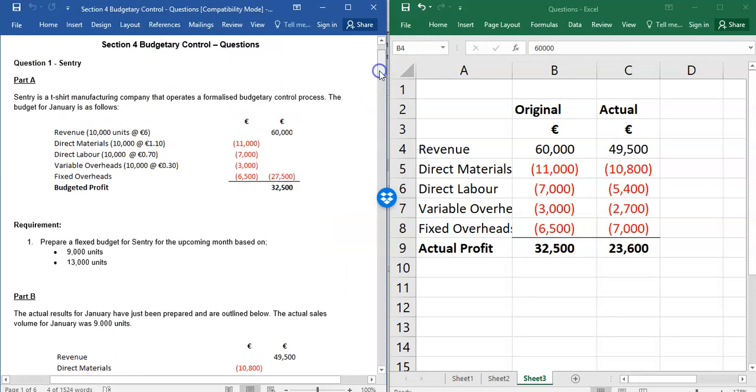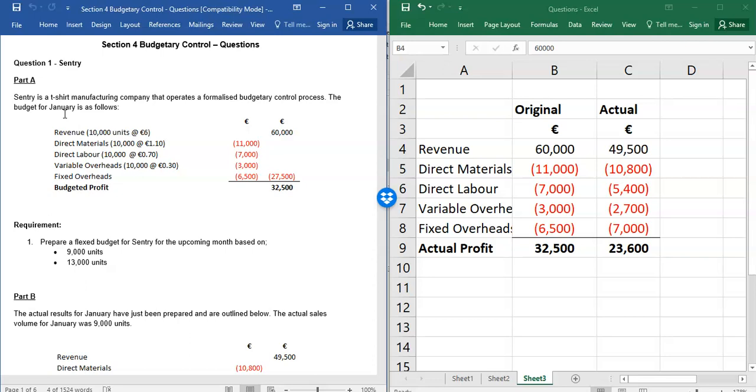The first concept we're looking at here is the idea of a flex budget. And this is where you, as the name suggests, you flex your budget depending on where your actual level of output occurs. So we can see here, this Sentry, a t-shirt manufacturing company, they budgeted to have 10,000 units. But again, remember, your budgeted volume and your actual volume may be different. So what we provide in management accounting is we provide this tool called the flex budget. As the name suggests, you flex your budget up or down to match the actual level of volume. So we're trying to compare like for like.